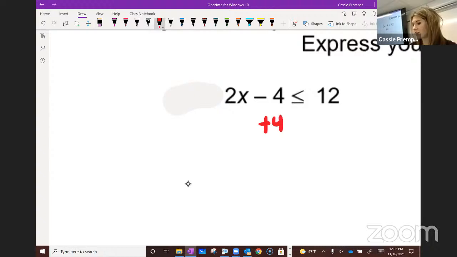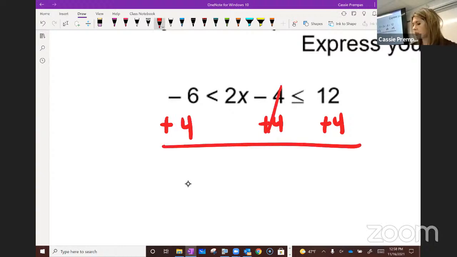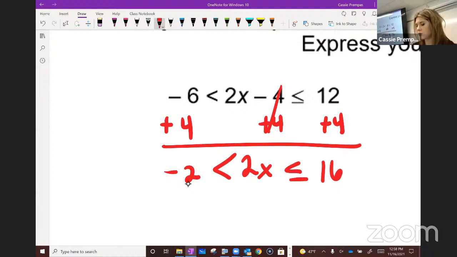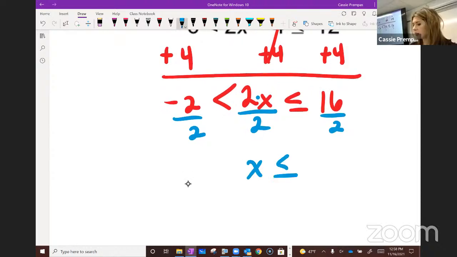Add the 4, nice. Now, since we have a compound inequality, the only thing I have to keep in mind now is whatever I add to the middle and the right side to keep the inequality balanced, I have to add it to the left. And -4 plus 4 is 0, so I'm left with 2x in the middle. Is less than or equal to, what's 12 plus 4? 16, good. Is greater than -6 plus 4 would give me -2. And then finally, what undoes multiplication? Division, so we're gonna divide both sides, or not both, all sides by 2. And we have x is less than or equal to 8 and greater than -1.